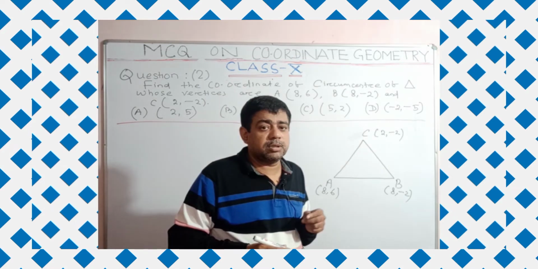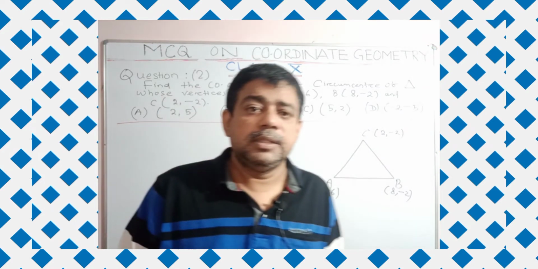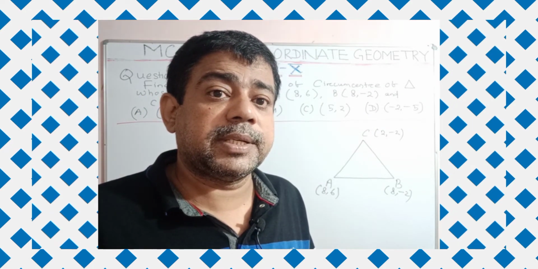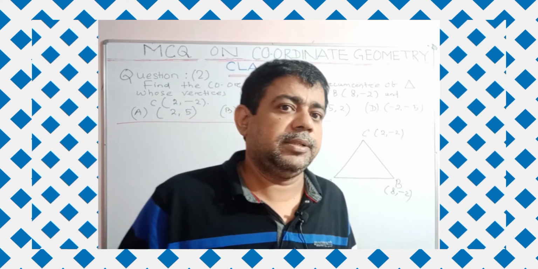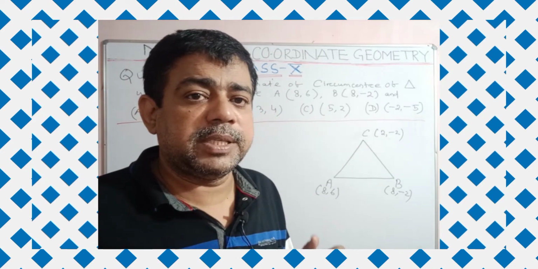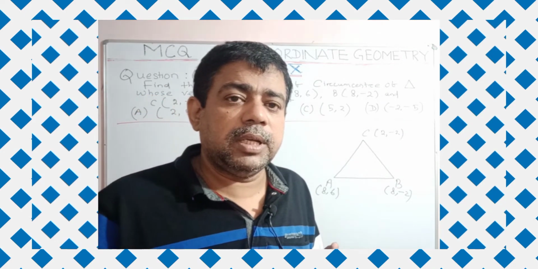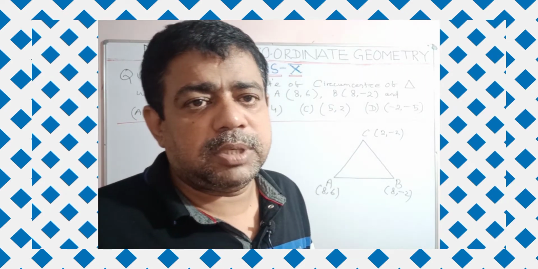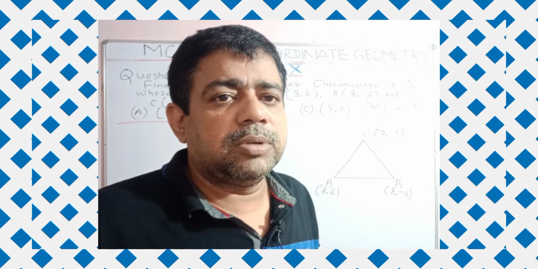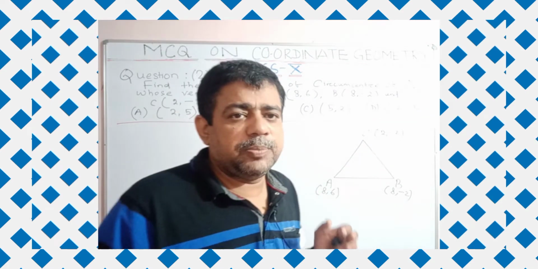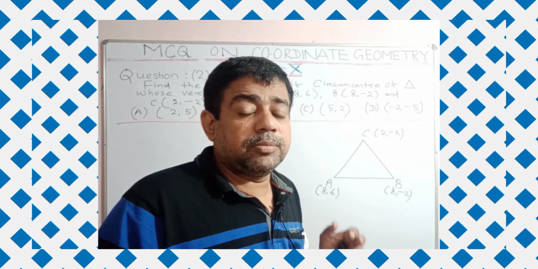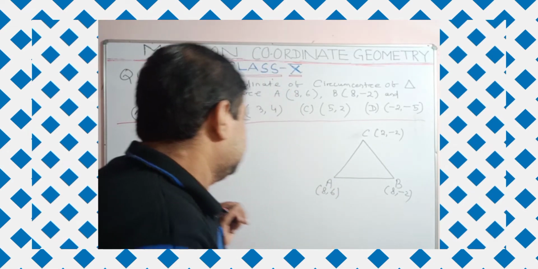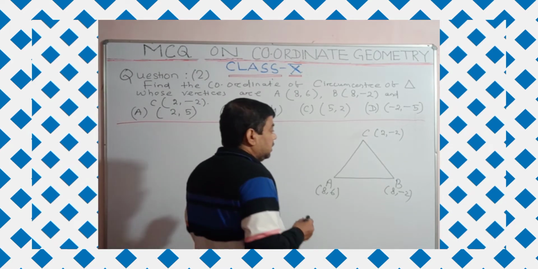You know the circumcenter of the triangle is the point of intersection of the perpendicular bisectors of the line segments of the triangle ABC. Once again, listen: the circumcenter is the point of intersection of the perpendicular bisectors of the sides of the triangle.